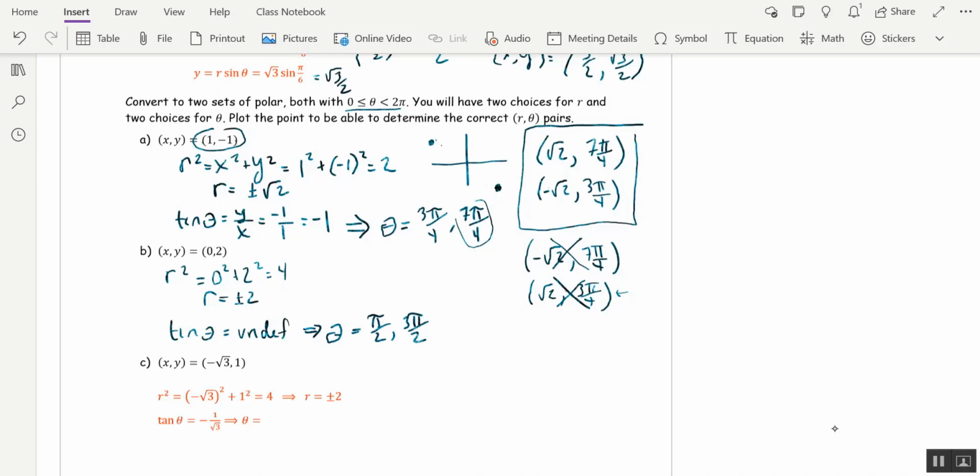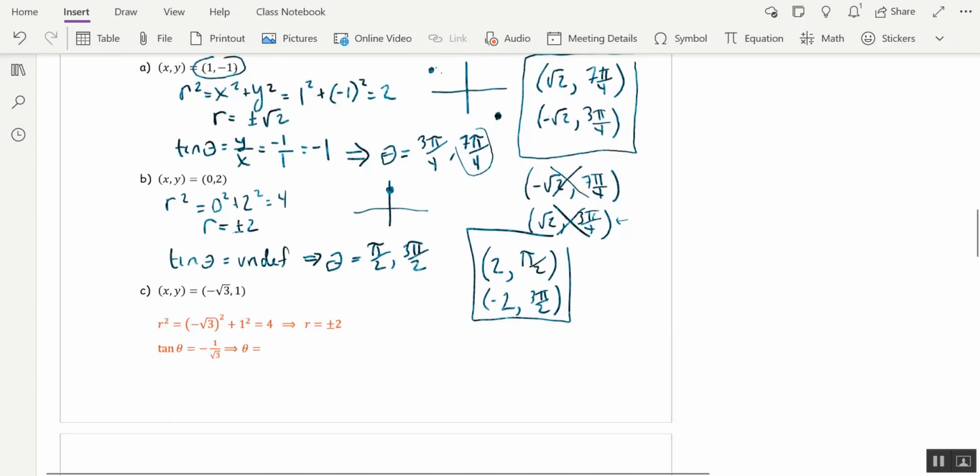Now, to figure out how to pair these r's with these thetas, I plot my point. That's x is 0, y is 2, so I'm up here on the positive y-axis. So if I choose the positive r, which is 2, I want to choose the angle that's giving me the positive y-axis. That's π/2. And if I choose negative r, I want to choose 3π/2. Those are my choices.